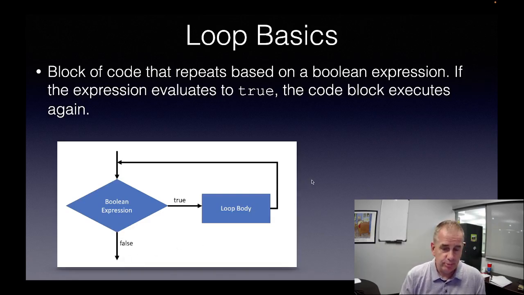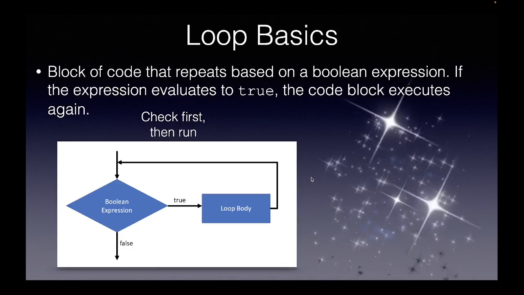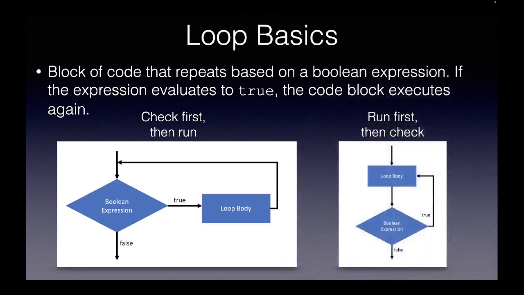In this kind of loop, we're checking the Boolean expression first and then executing the code. And that's probably the most common type of loop that we're going to create. But there are other types. For example, we can run code first, and then after we run the code, we can check and see if we want to go back and do it again. That's less common, but it is still useful, and we do still often have a need for it.